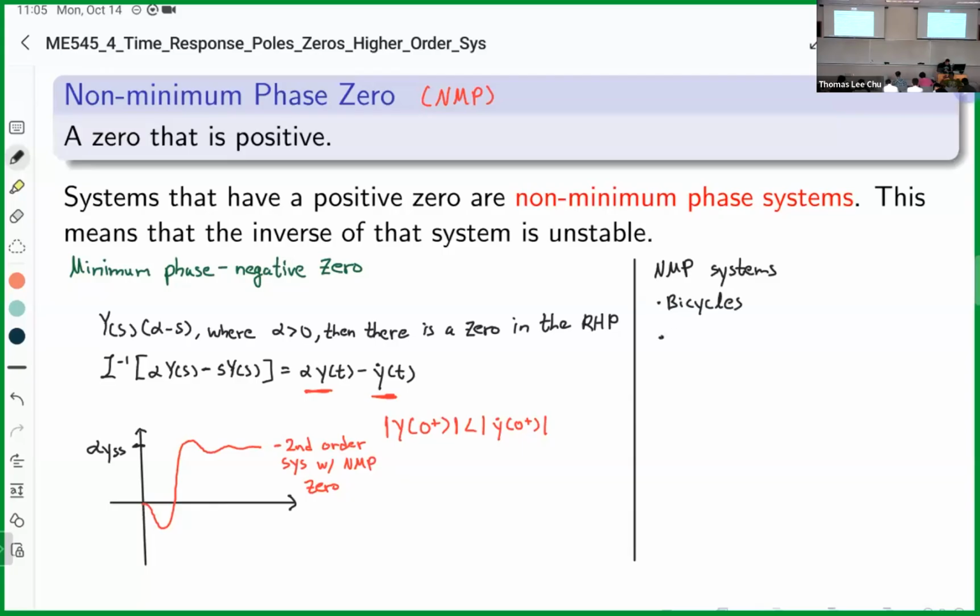Vertical takeoff and landing aircraft, VTOL jets, are also non-minimum phase systems and have the same issue. The reason this is an issue is that we have this kind of lag. It's not really a phase delay, but it lags because we don't want it to go the opposite direction. If we're telling it to go right and your system goes left first, that's not what we want. So this is a performance issue.